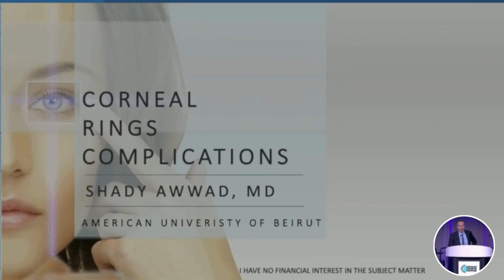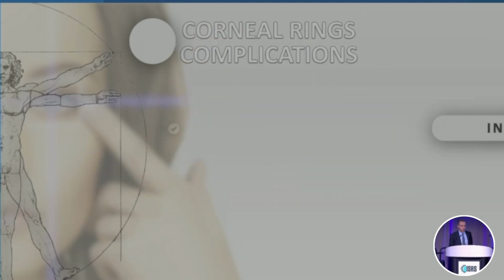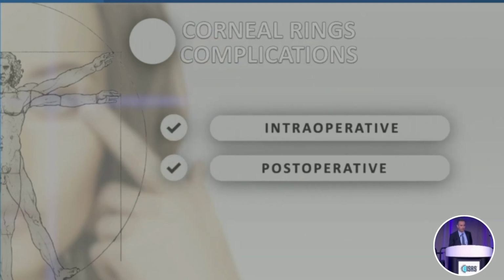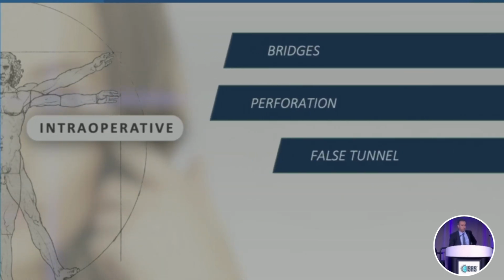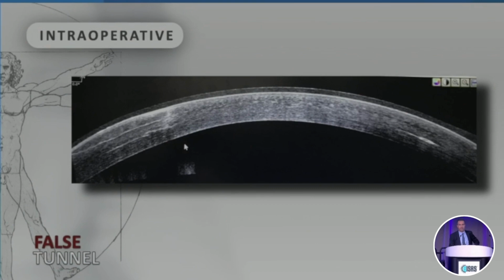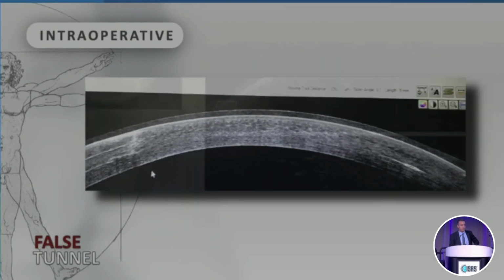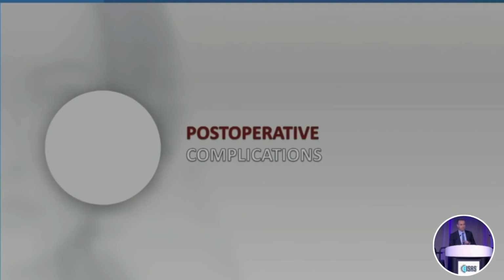So corneal ring complications can be divided into two: intraoperative and postoperative. Intraoperatively, we have bridges, perforations or intrusion, and false tunnel. False tunnel can happen anytime, but typically in post-LASIK cases, like in this case, as you can see with the OCT, there was a false tunnel where the surgeon went into the shallower flap interface instead of going into the deeper target tunnel. But that can happen even in regular keratoconus. If a false tunnel is created, it's going to be like a vicious cycle where the surgeon will have a tendency to go again into that tunnel.